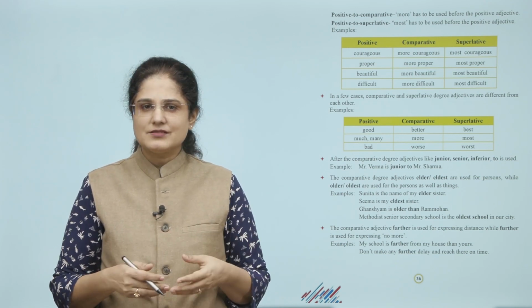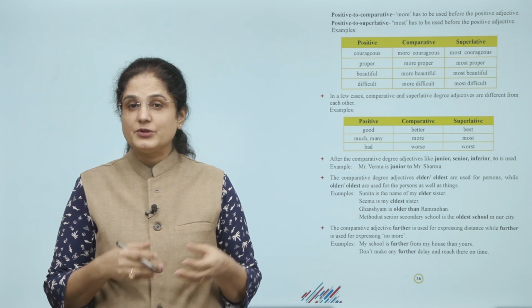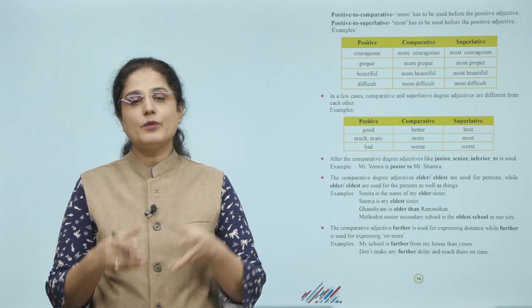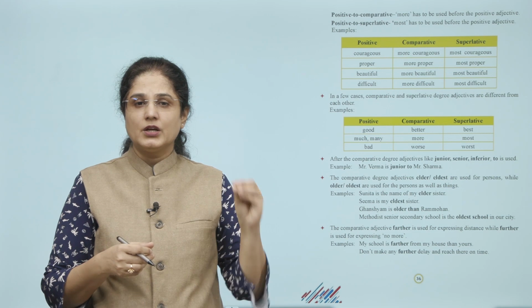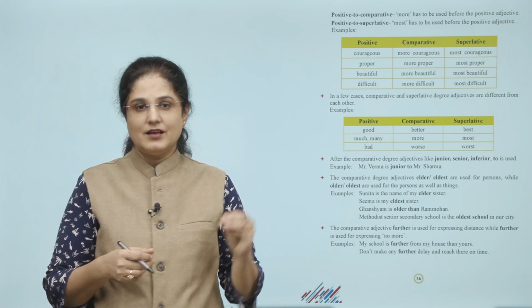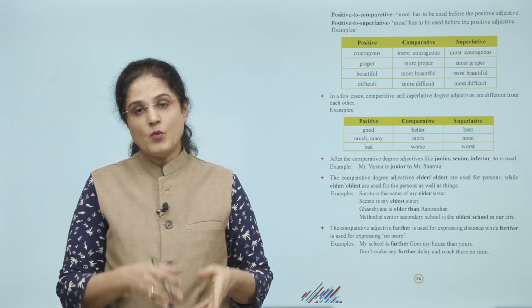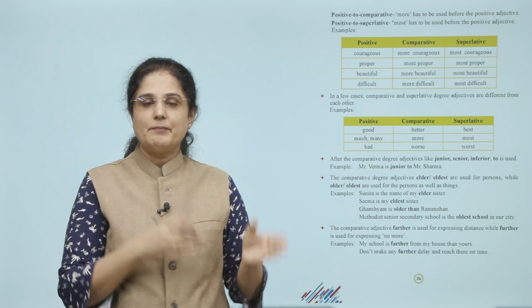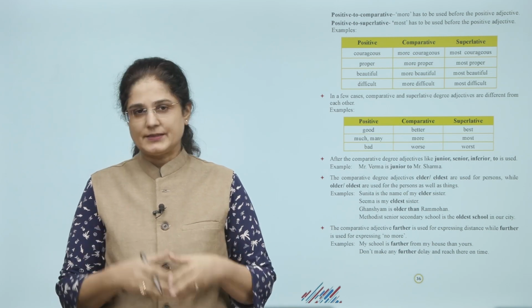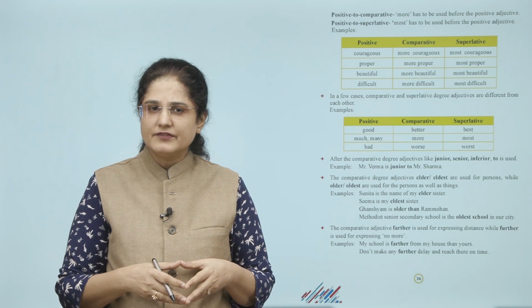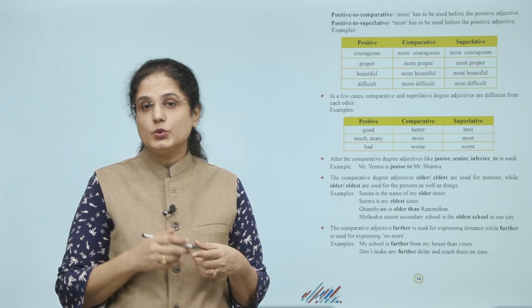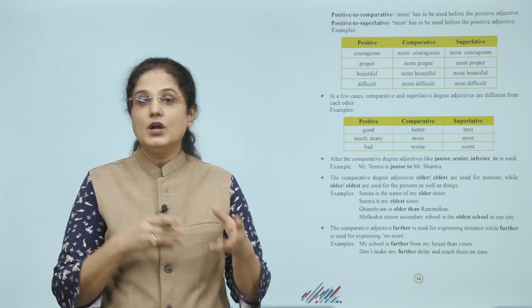Then in a few cases, comparative and superlative degree adjectives are different from each other. For example, good, better, best. Much or many, more, most. Bad, worse, worst. Then after the comparative degree adjectives like junior, senior, inferior, to is used.